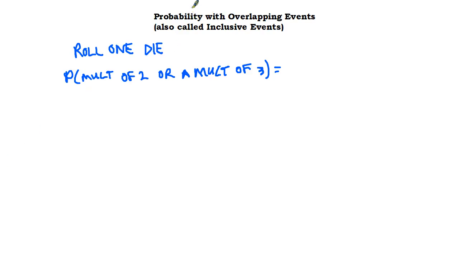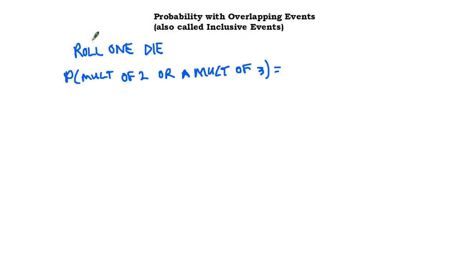Okay, so we're going to try calculating the probability with overlapping events. And again, this has another name. It's also called inclusive events. And in a minute, when we look at the Venn diagram, it'll be a little bit more obvious why we call these overlapping events. Also, the word inclusive is sort of the opposite of mutually exclusive events. Mutually exclusive is different than inclusive.